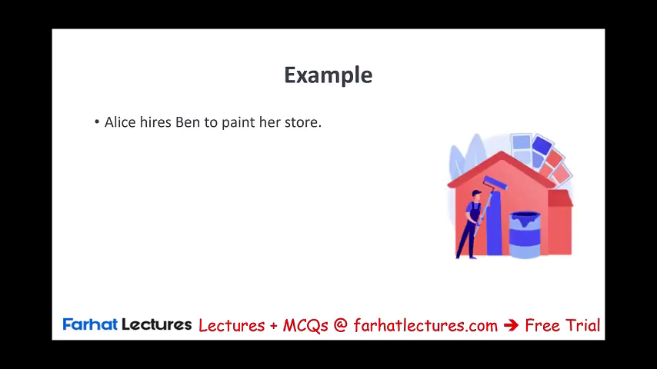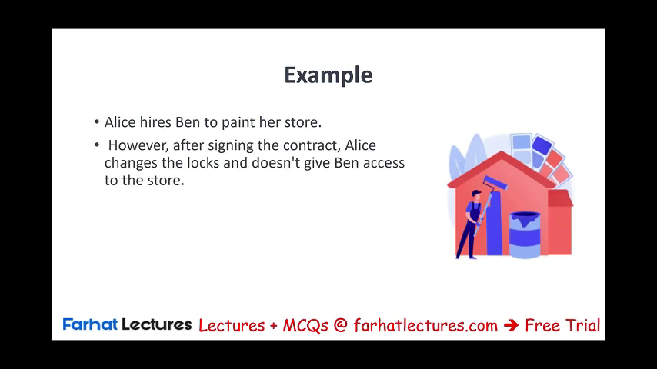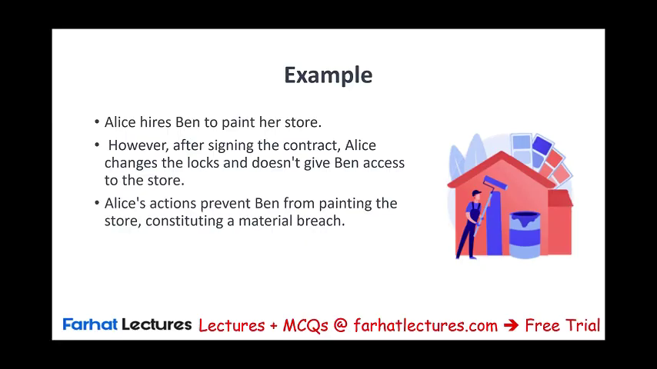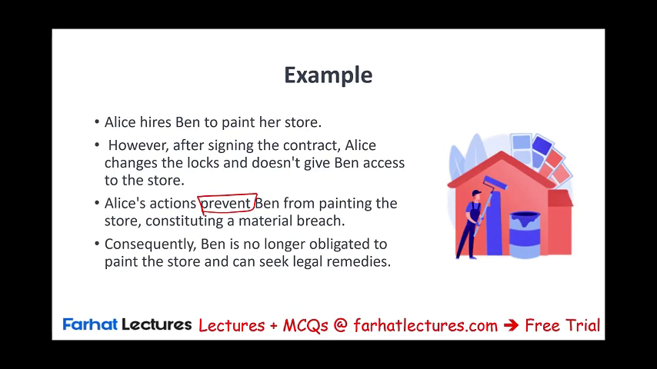For example, Elise hires Ben to paint her store. Great. After signing the contract, Elise changes the locks and does not give Ben access to the store. Well, how is he going to paint the store? Elise's action is considered preventing Ben from painting the store, and this is a material breach of the contract. So Ben is no longer obligated to paint the store and can seek legal remedies, if any.